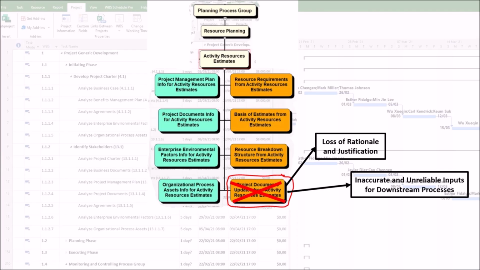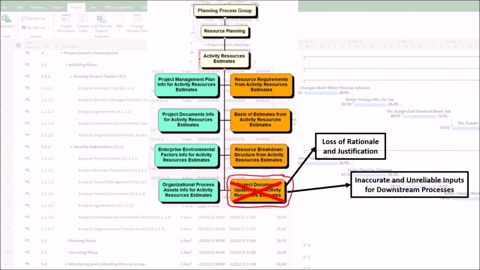2. Inaccurate and unreliable inputs for downstream processes. The estimate activity resources process feeds directly into cost estimation, scheduling, and procurement. Garbage in, garbage out. The problem here is that a poorly updated resource breakdown structure or resource calendar means the following processes are working with flawed data.